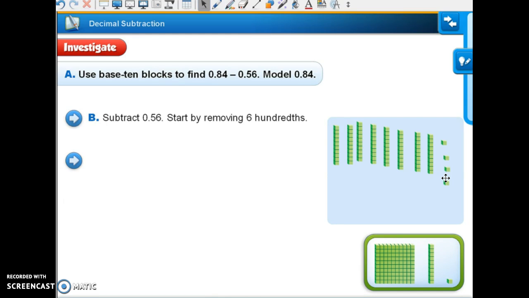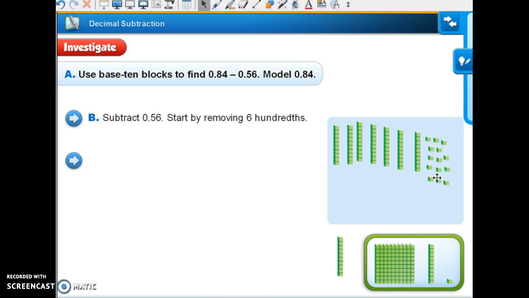Take away one of my tenths. I'm going to move it down here. I'm going to get myself 10 more hundredths cubes. Okay, so now how many hundredths cubes do I have? 14. Can I take 6 away from 14? Yes, I can.